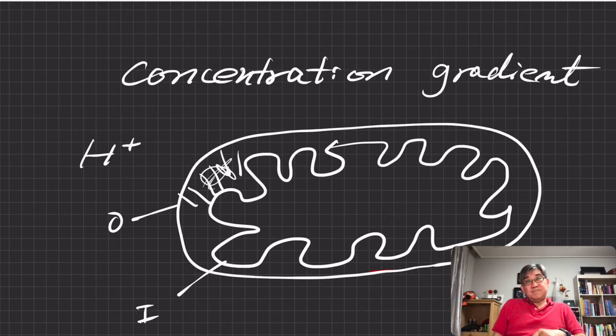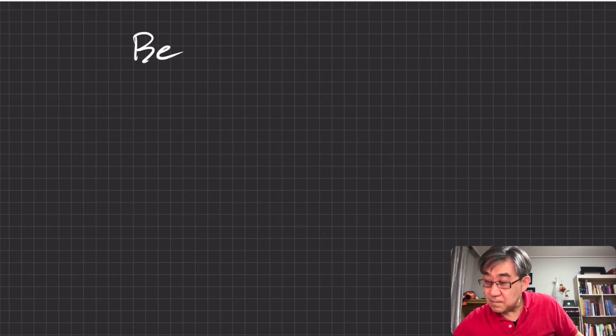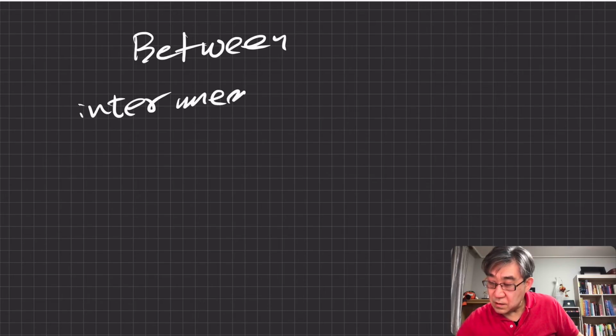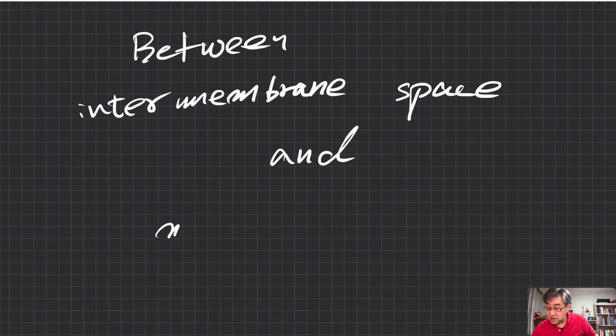Actually, this is a little bit of an incorrect statement. The hydrogen ion concentration gradient happening between the inner and outer membrane is not entirely correct. Between the intermembrane space and the matrix is probably the correct way of describing this concentration gradient.